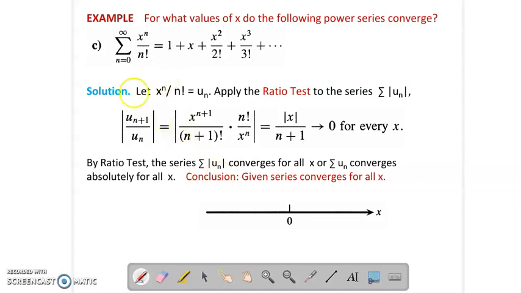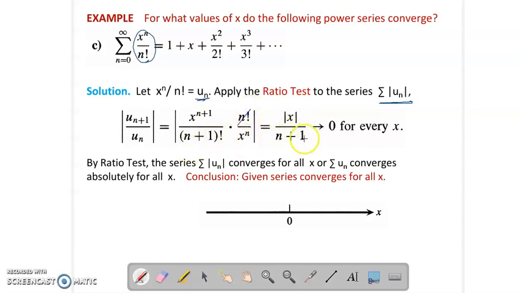Next example, we have summation n going from 0 to infinity x to the power n upon n factorial. So this is the series. The nth term is un. Apply ratio test on the series of absolute values. Consider this ratio mod of un plus 1 upon un. So we have x to the power n plus 1 upon n plus 1 factorial divided by x to the power n upon n factorial. So this is 1, basically this cancels out.